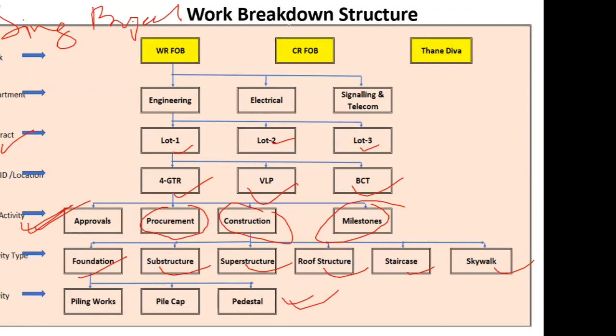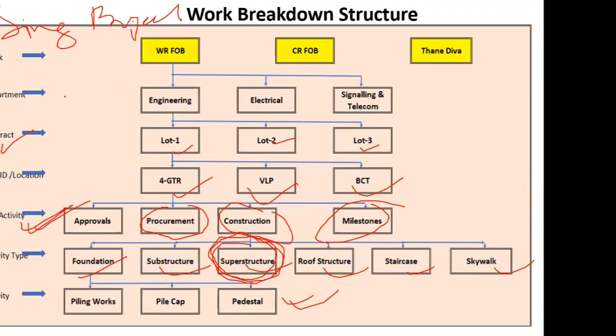Why? So that you can get the progress of each and every label. You can get the progress at each and every instant, whatever you are willing to know. If you want to know the progress of superstructure, you can get it. Why? Because you have this particular label in your WBS. So it becomes important to think about how I should divide my entire scope to make a WBS.